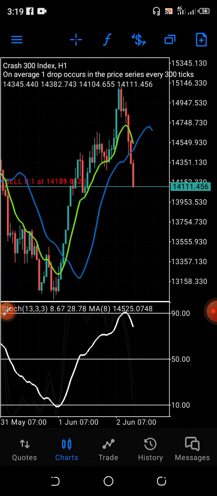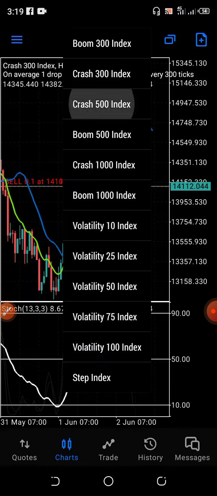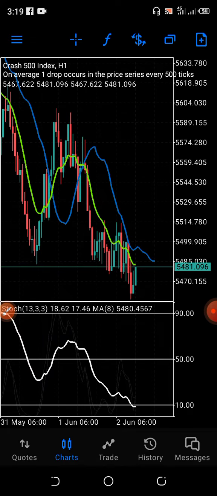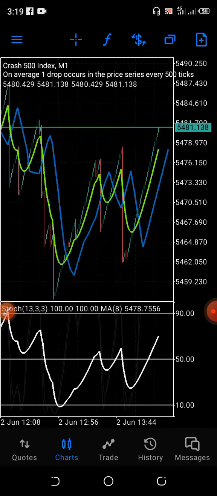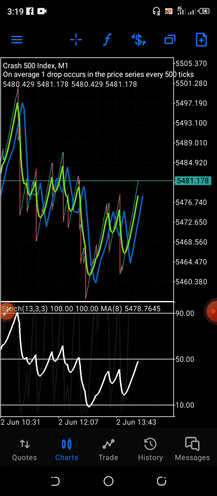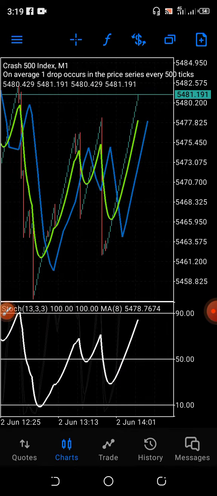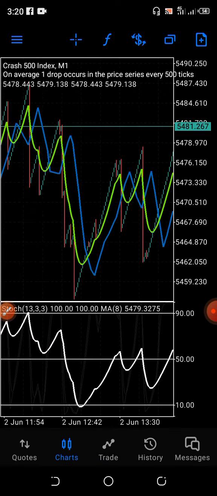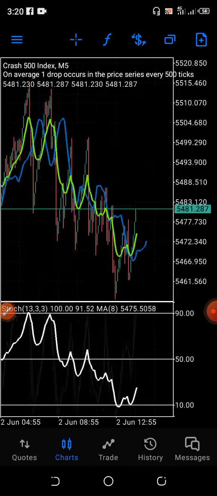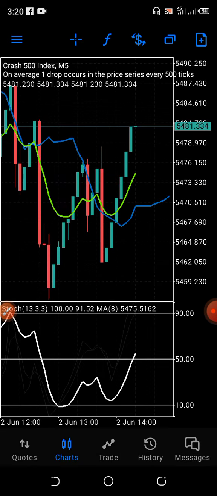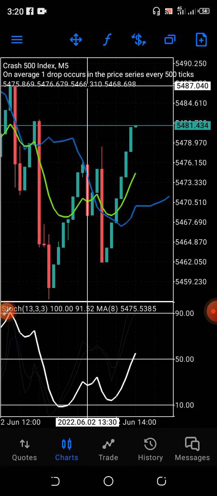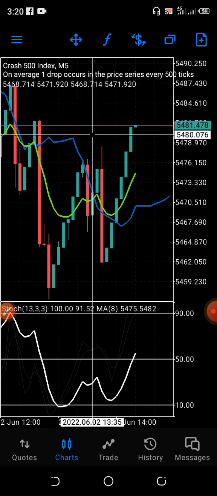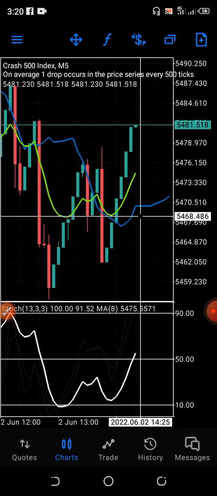So how does this strategy work? Let me check if we have anything on Crash 300, Crash 500. There will be a spike on Crash 500, but it's not advisable to trade on it except you want to catch a spike for once. Even if I want to catch a spike, it will be on the basis of this price action. So when I take this one, the price will go down like this more.